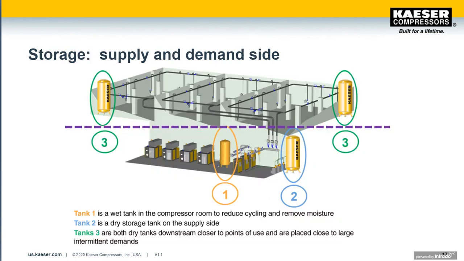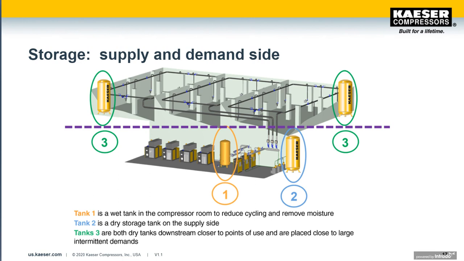Here's a different look at supply versus demand. Remember that the demand typically, we would say, starts after the last dry tank in the compressor area, so where the distribution starts. And the supply is typically from the dry tanks back to the compressor. For many operations that are stable, that don't have much fluctuation in demand, storage in the compressor room is perhaps of highest importance to ensure proper operation of your equipment.